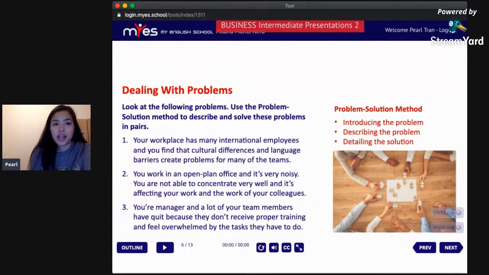Detailing the solution. What kind of solutions could you provide to this problem? So in the chat, write what you think would be a good way to solve this problem of the difference in cultures and language barriers that some employees might encounter. So, what are some solutions?